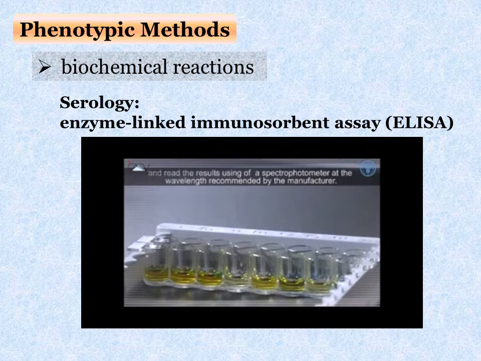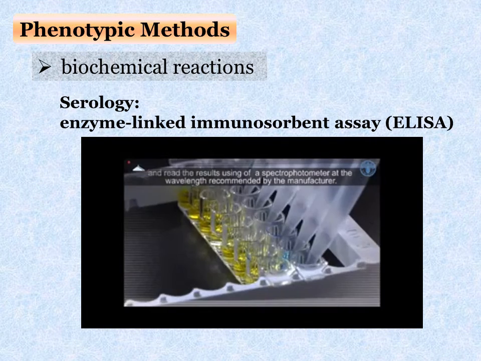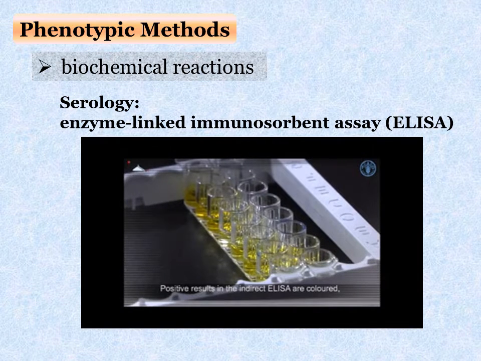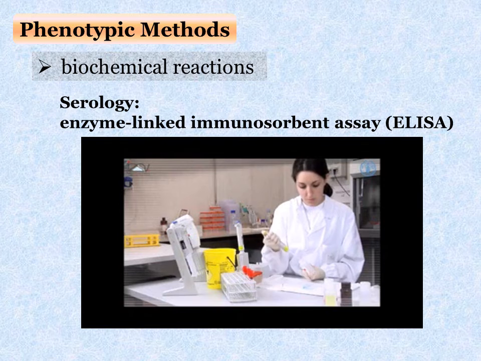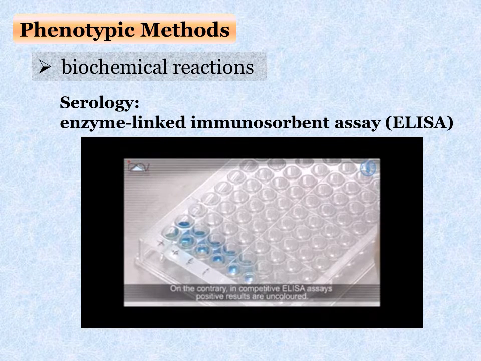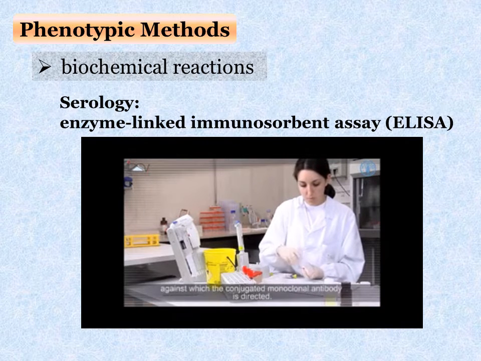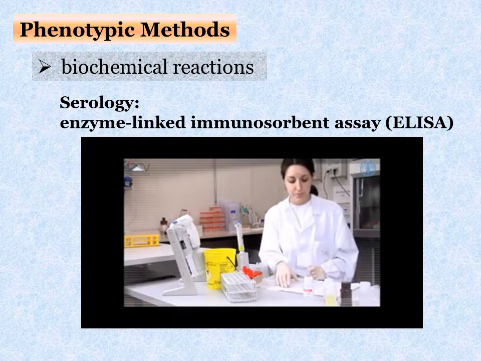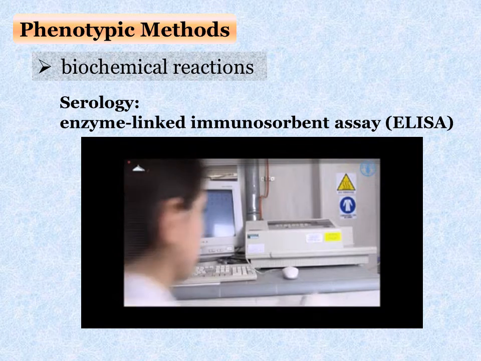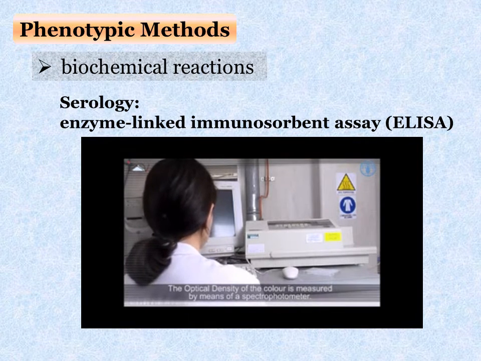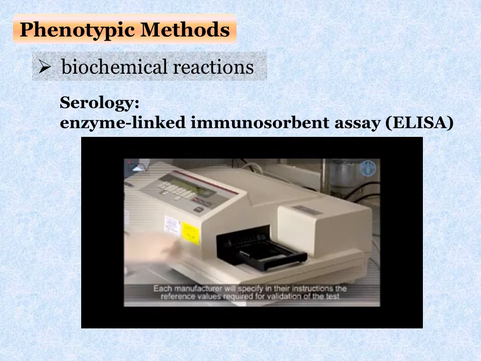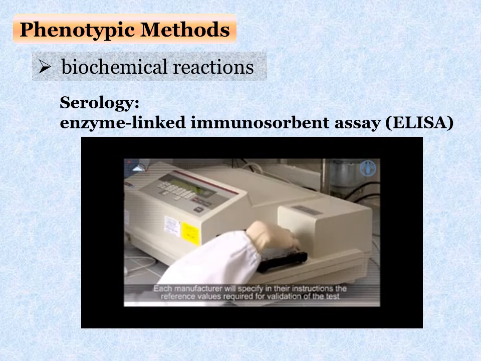When the color reaction is finished, add the stop solution and read the results using a spectrophotometer at the recommended wavelength. Positive results are usually colored. The optical density of the color is measured by means of a spectrophotometer.